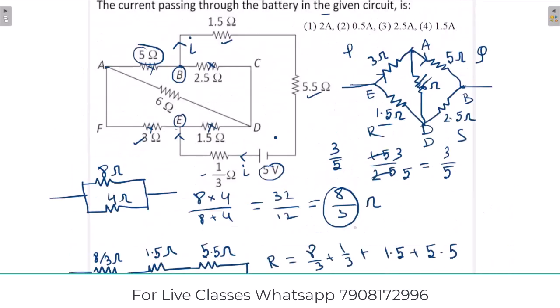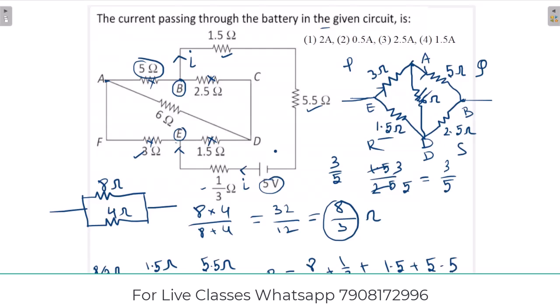So here option 2 is the correct answer. All the resistances, 1 by 3, 5.5 and 1.5, are in series, and the effective resistance between E and B is also in series. So the total resistance becomes 10 and the current is 5 by 10.